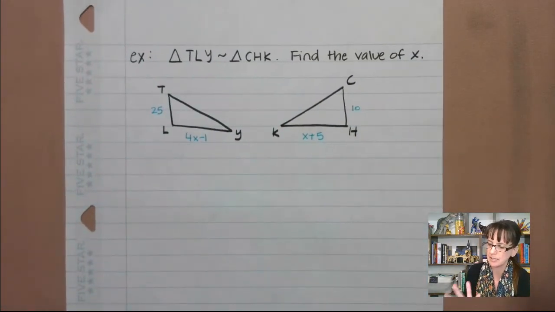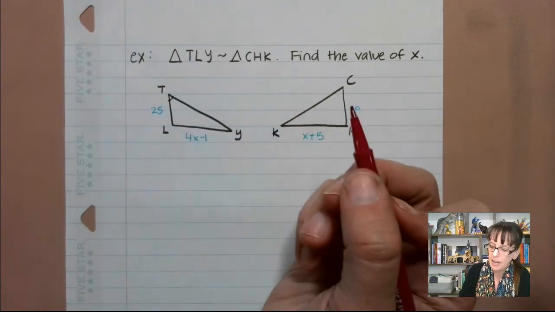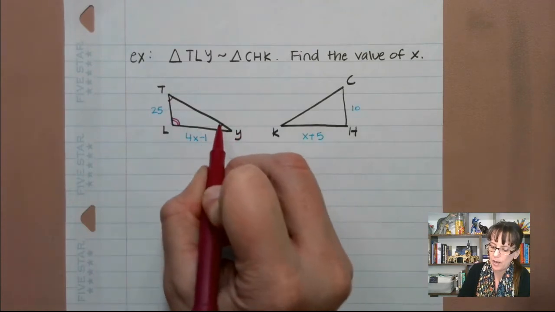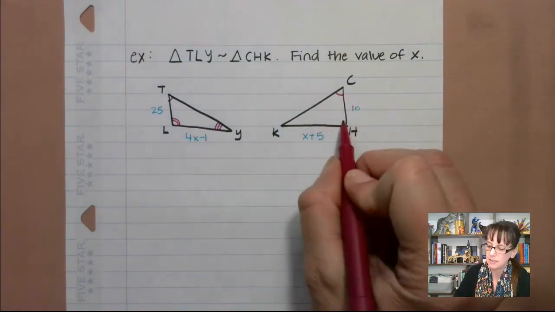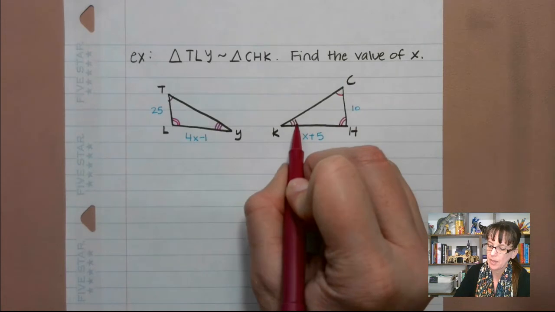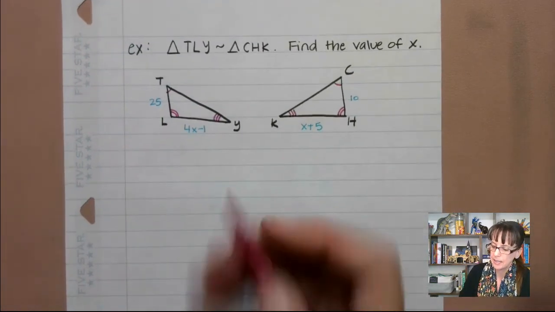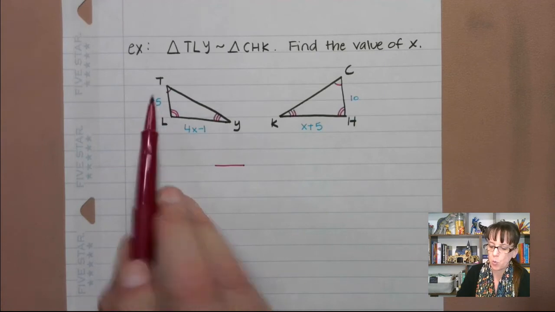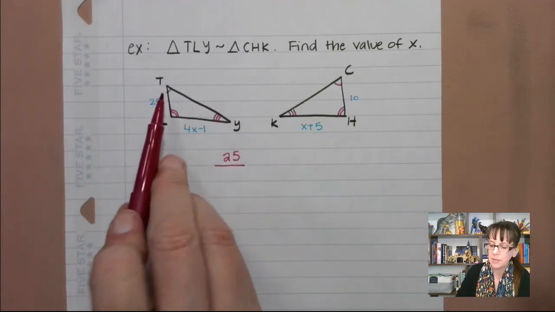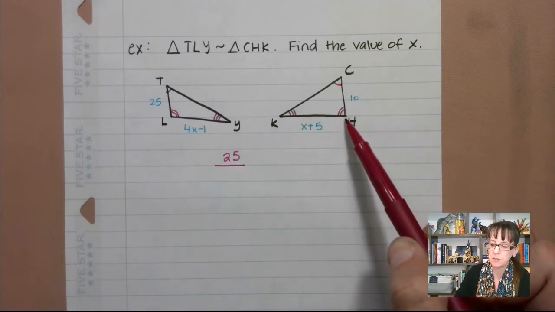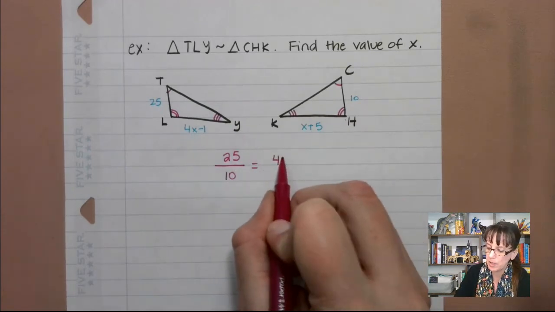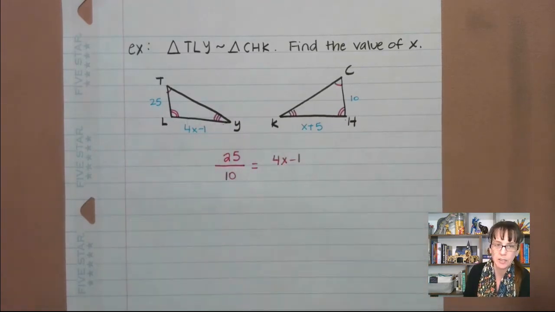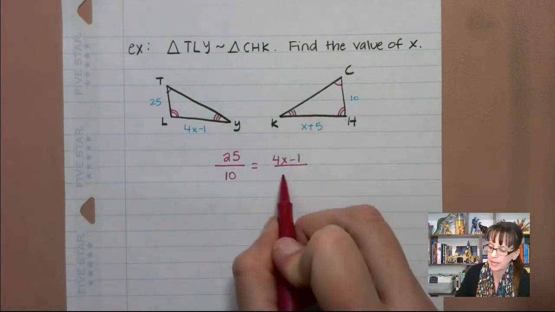statements here. So in this next example, we see TLY. That means T, L, and then Y, 1, 2, 3, is similar to CHK. So C, H, and then K. All right, that'll help us set up our proportions. Now, 25 here comes between our 1 and 2 dash, and that comes between our 1 and 2 dash here, so that's going to be over 10, equals 4x minus 1, and again, that comes between our 2 and 3 dash, and this comes between our 2 and 3 dash, so over x plus 5.